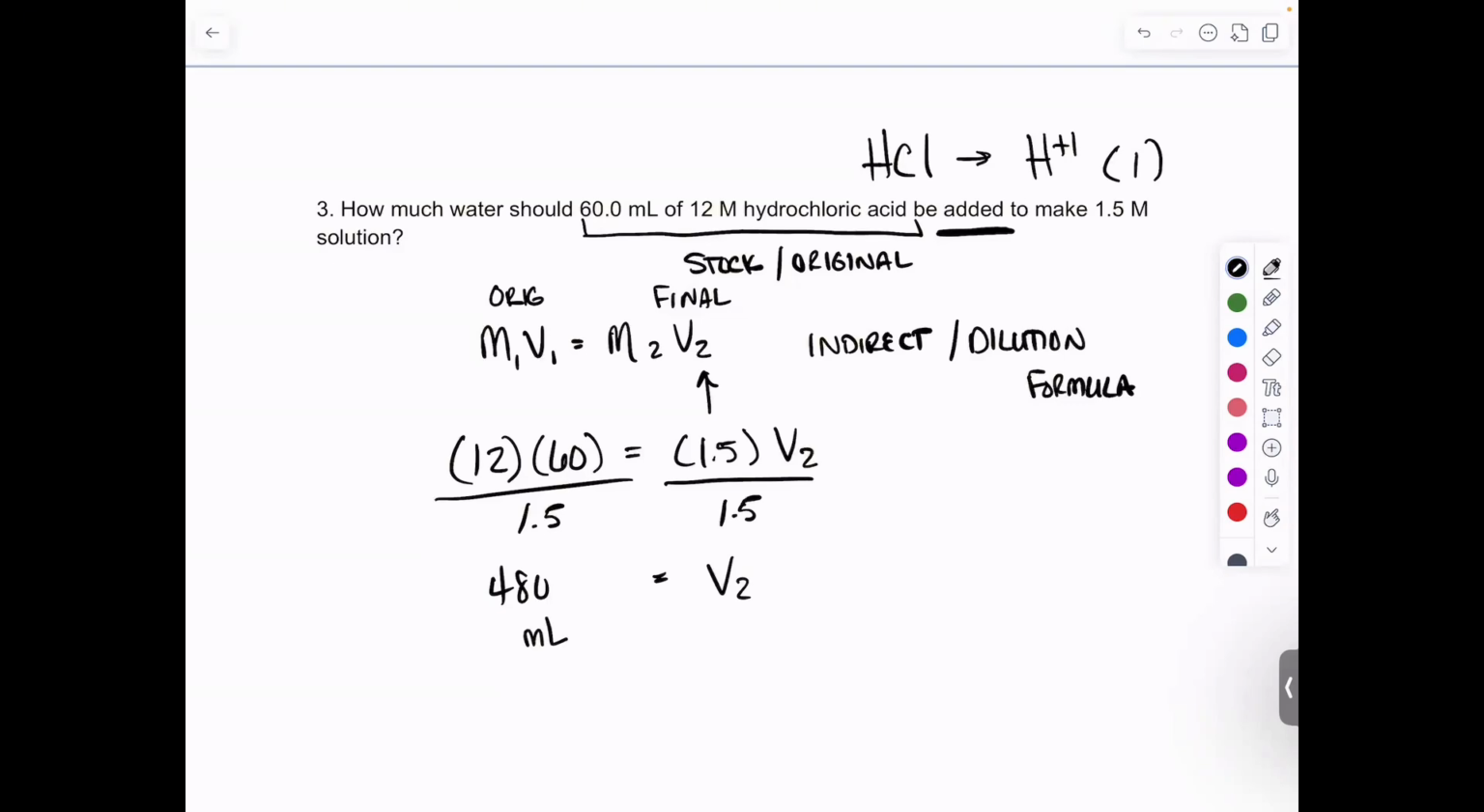Now that's total, but we already have 60 in the solution. So we actually need to add the difference: 480 minus 60, and that's 420 mils. We're taking the existing 60 mils of our heavily concentrated stock solution and adding 420 mils to make a total of 480 mils, and that would give us the 1.5 molar solution.